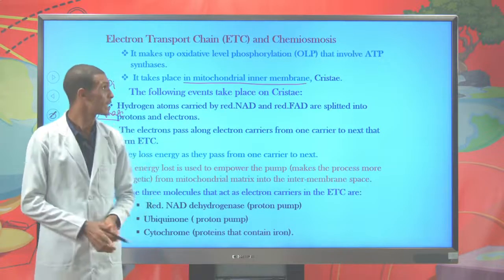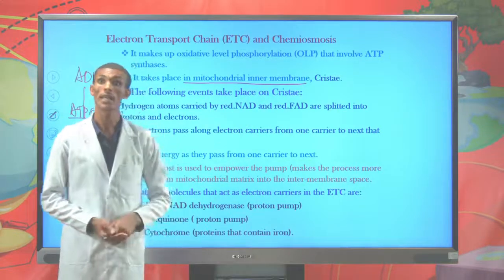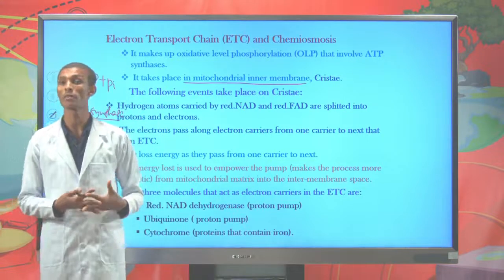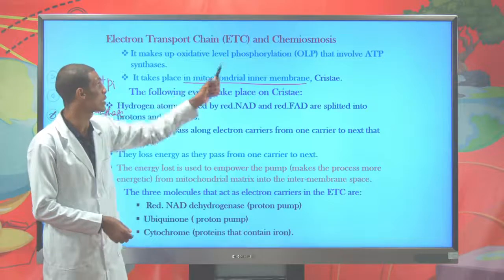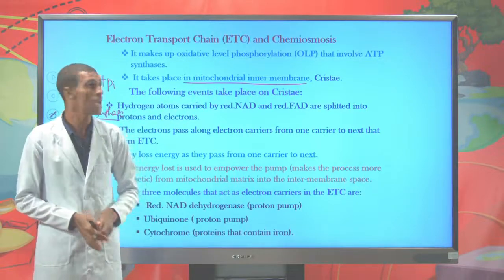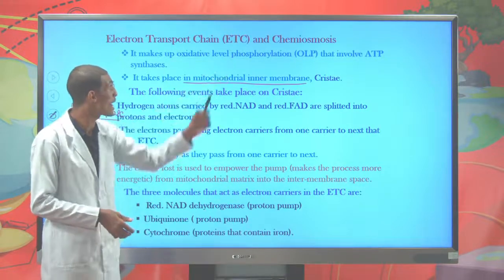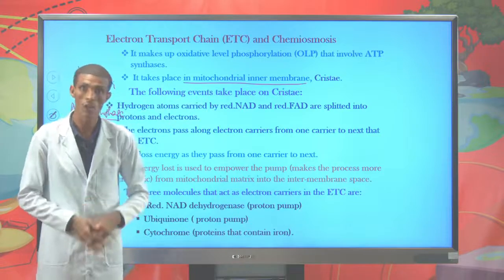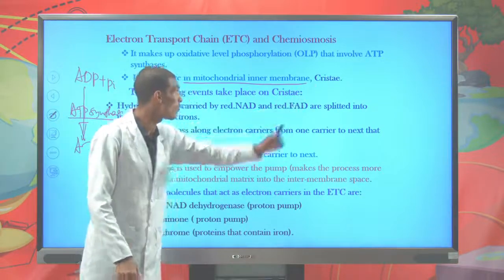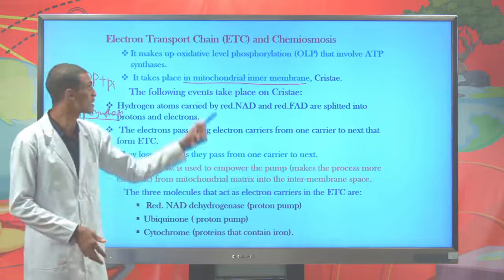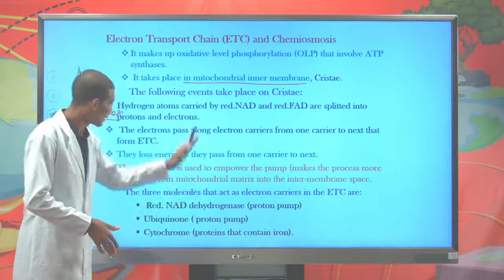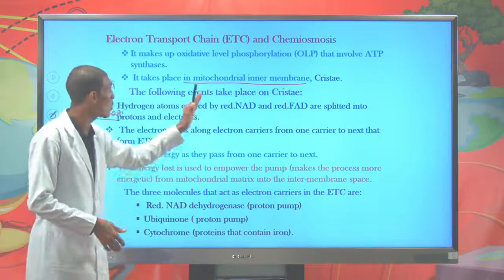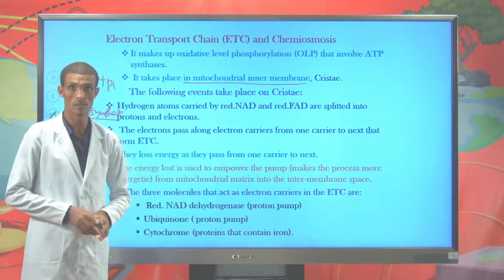Very good. Cristae are very important in increasing the surface area of the mitochondrial inner membrane to produce a great deal of ATP during this process. A great deal of ATP is produced by oxidative level phosphorylation because of the surface area of cristae, which increases the surface area of the mitochondrial inner membrane. The following reaction takes place over the surface of cristae.